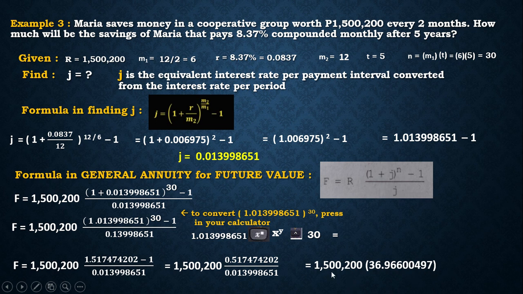Ang last step po is we have to multiply 1,500,200 multiplied by 36.96600497. At ang lalabas po ay 55,456,400.66. Yun daw po yung naipon ni Maria after 5 years ng paghuhulog niya ng 1,500,200 every 2 months sa bangko na may interest rate na 8.37% at compounded monthly. So, ang makukuha niya after 5 years is 55,456,400.66.